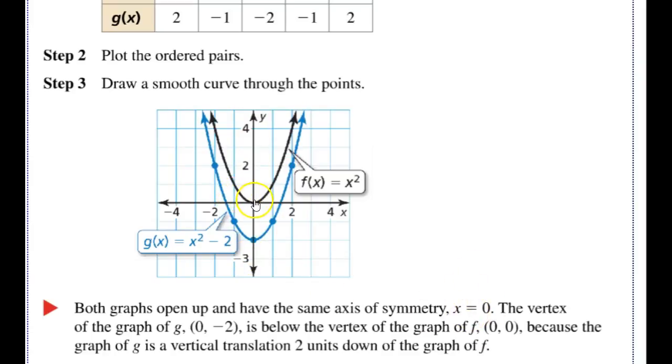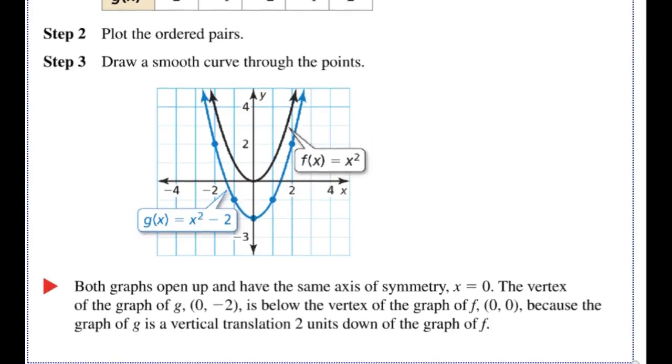The vertex has changed. My parent function vertex is at (0, 0), which is the origin. My new vertex, because I have this c value of negative 2, has moved down. So my vertex is now (0, -2). This is called a vertical translation. Vertical is up and down, and a translation just means I shift the whole graph up or down.